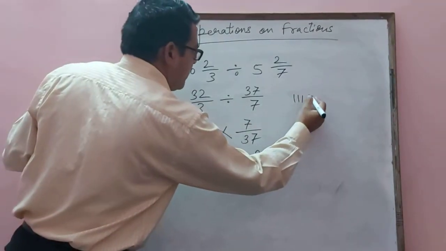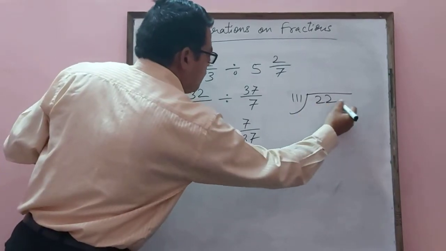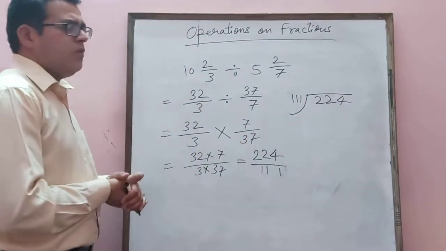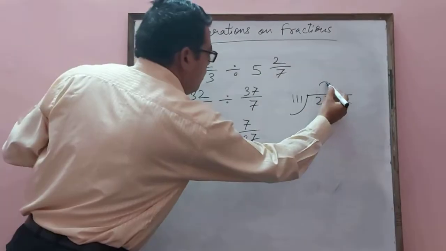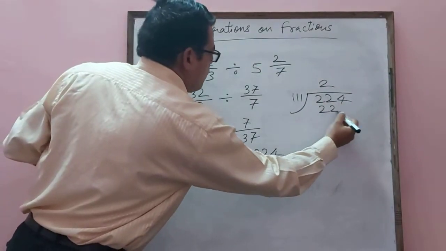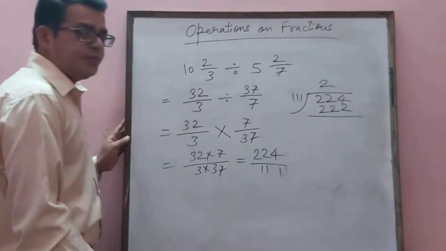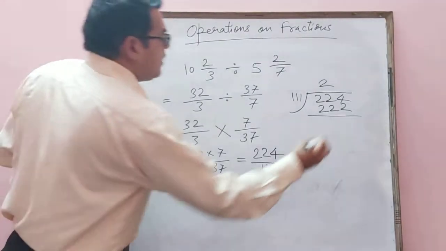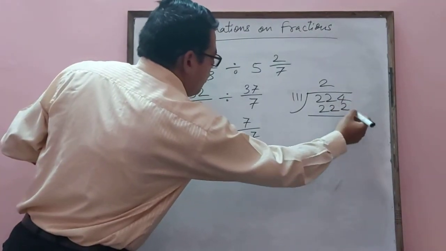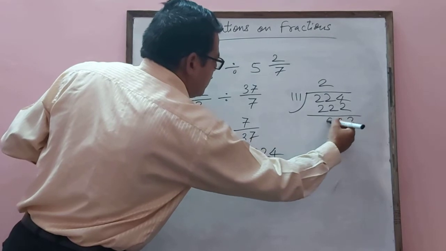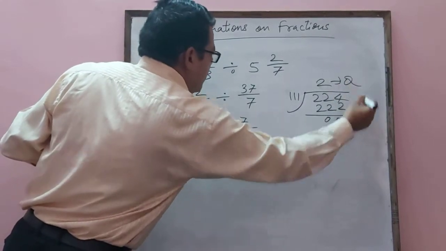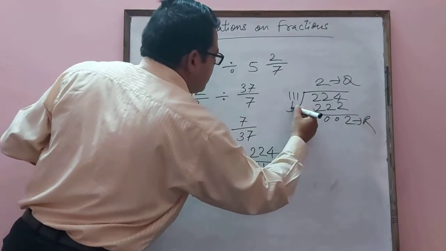So how can we convert? We can divide 224 by 111. 2 times it will go. So 2 2 2 we have here. Right? So what do we have here now? 4 minus 2 is 2, and here 0. So this 2 is quotient, this 2 is remainder, this 111 is divisor.